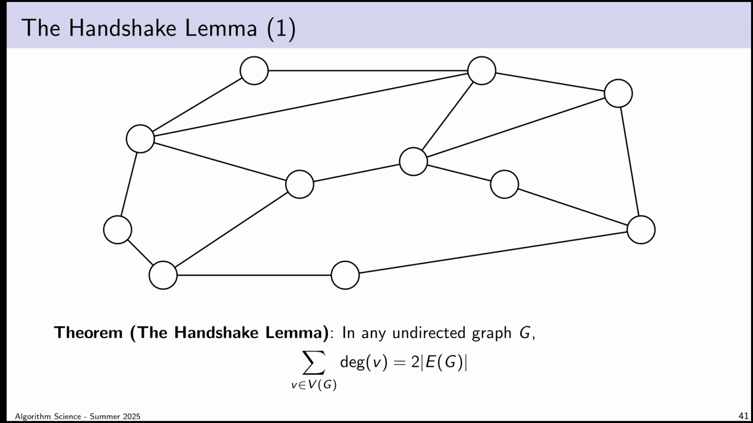So suppose that they walk in and shake people's hands. Then there's a question. How many total handshakes took place? I know that this person shook 3 hands and this person shook 4 hands, but how many total handshakes took place? Well, each edge corresponds to a handshake. And the question is, if I know how many hands each person shook, how many total handshakes took place? And that's why it's called the Handshake Lemma.